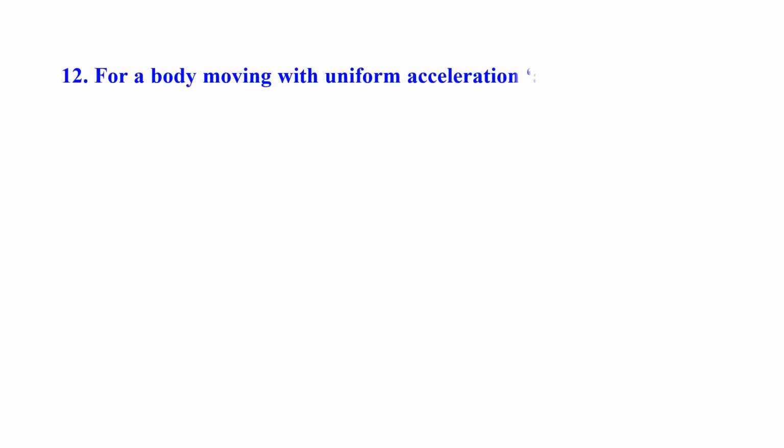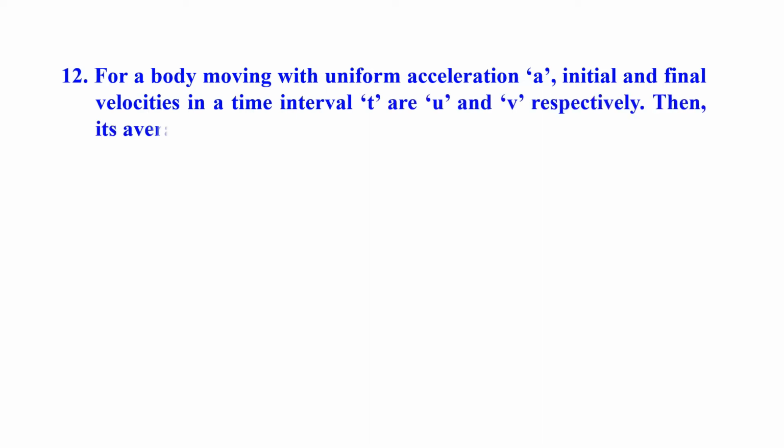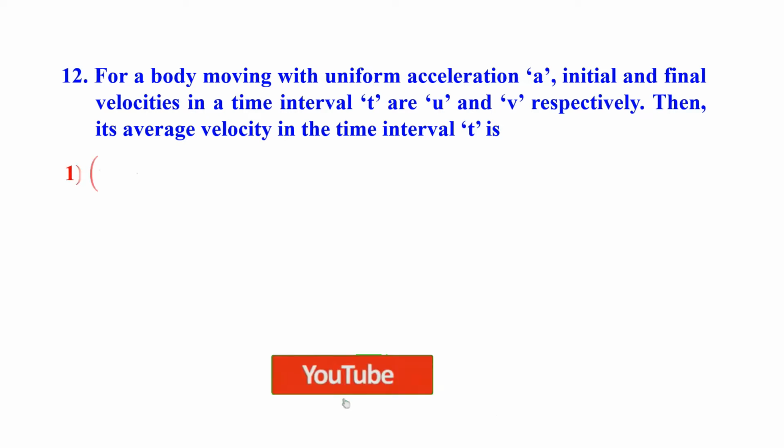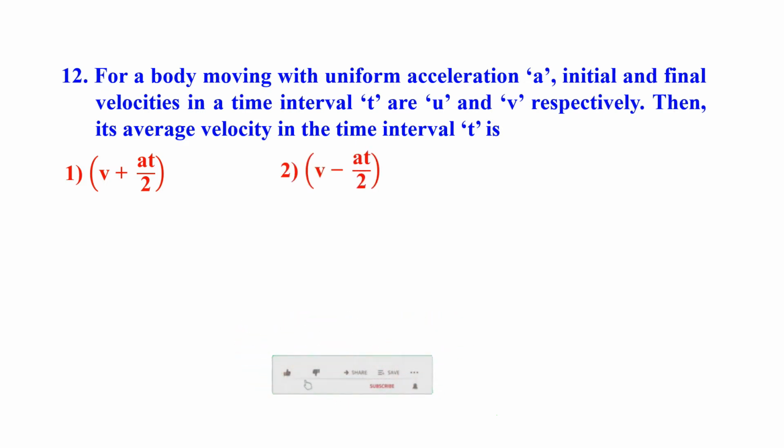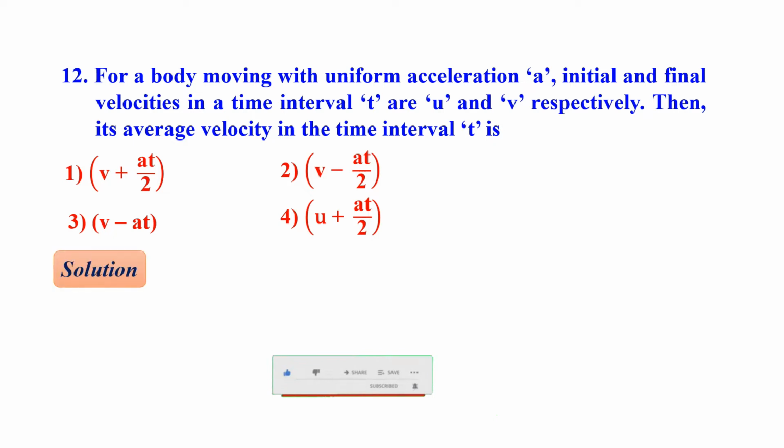For a body moving with uniform acceleration a, initial and final velocities in a time interval t are u and v. U is the initial velocity and v is the final velocity. Then its average velocity in the time interval t is: v plus at by 2, v minus at by 2, v minus at, and u plus at by 2. Now let us go to the solution.